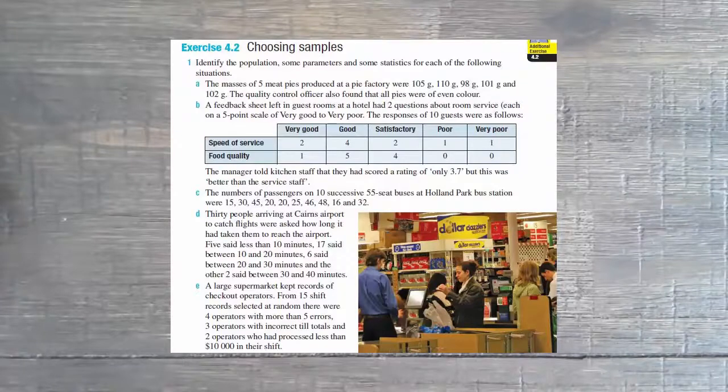Let's take a look at the question first. The question asks us to identify the population, some parameters, and some statistics for each of the following situations. And the situation I'm looking at is in part E. A large supermarket kept records of checkout operators. From 15 shift records selected at random, there were 4 operators with more than 5 errors, 3 operators with incorrect till totals, and 2 operators who had processed less than $10,000 in their shift.